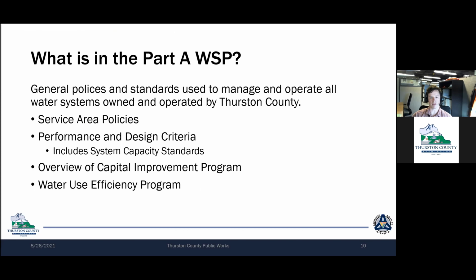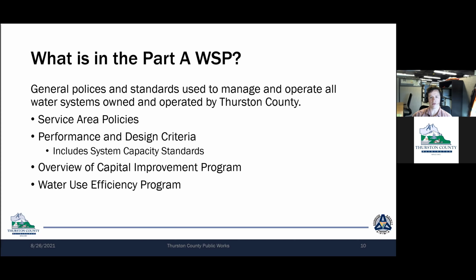So what is in the Part A water system plan? Part A includes general policies and standards used to manage and operate all water systems owned and operated by Thurston County. Service area policies describe the policies for providing water service to customers and for new connections to the water utilities. Performance and design criteria essentially describe the criteria for providing reliable and safe water service, including criteria for establishing system capacity standards, which consider water demand, pressure requirements, source reliability, and fire suppression and other water storage needs to meet customer demands and utility requirements.